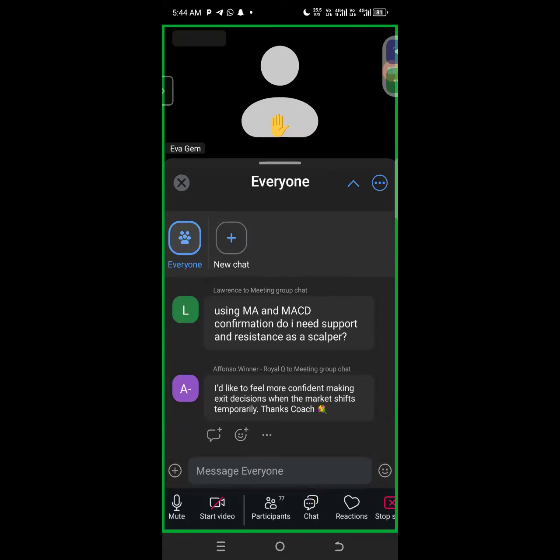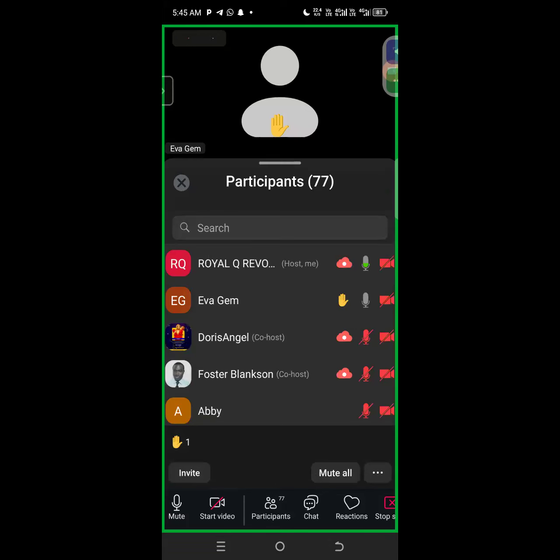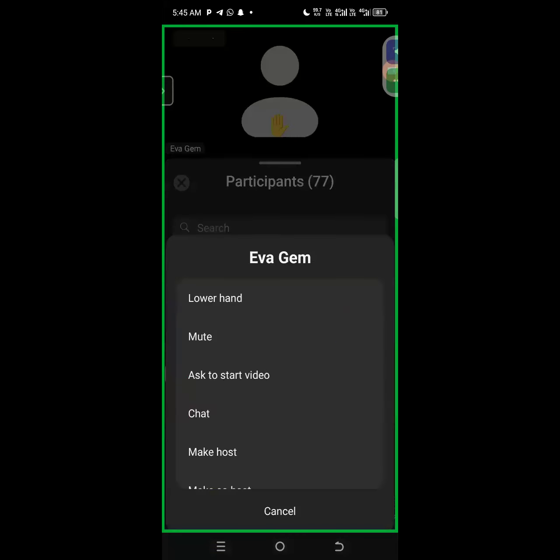All right, so let me address these few questions. Using moving average and MACD confirmation, do I need support and resistance as a scalper? Yes, if you care, you can use support and resistance in addition. Oh, it's appearing now. All right.